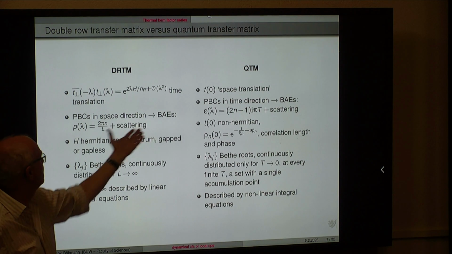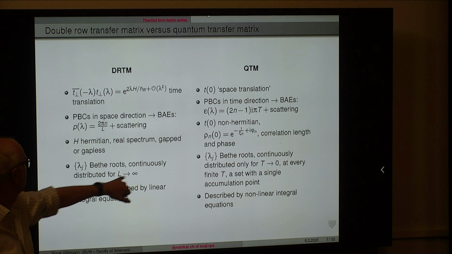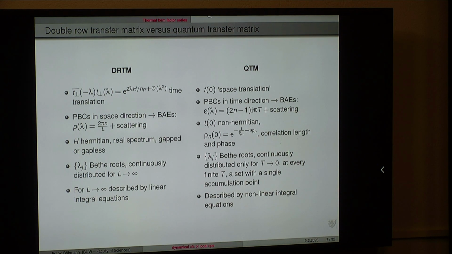And so the Bethe ansatz equations are momentum quantization conditions for this interacting system. The Hamiltonian is Hermitian, and the Bethe roots are continuously distributed in the large lattice limit, large volume limit, L to infinity, described in terms of a linear integral equation.